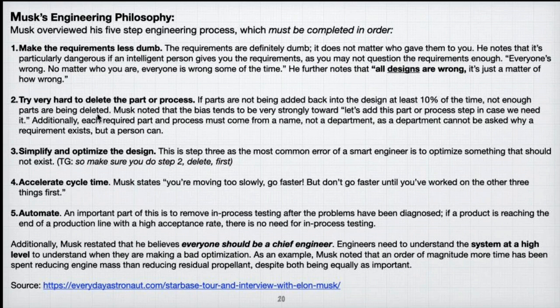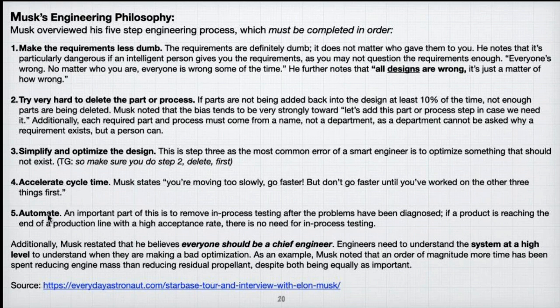And then there's stuff here about deleting superfluous stuff, maybe too much. There's stuff about simplification, optimization. There's stuff about accelerating the cycle time. Musk can produce cars in Germany 3 times faster than Volkswagen can for some strange reason. And there's automation. Now, the other thing is, he says you must complete these processes in order, because Musk didn't.